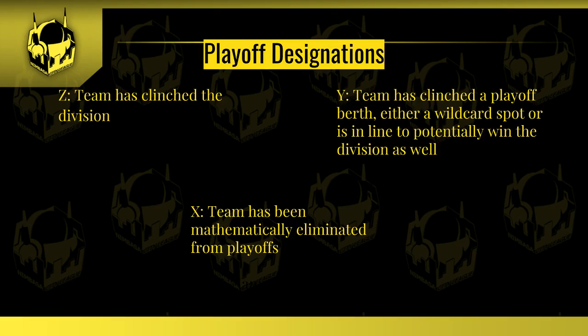So, in terms of player designations, I will allot these as the series goes on. But Z means team has clinched their division. Sorry. Y means they've clinched a playoff berth, either a wildcard spot or is in line to potentially win the division. So there's 2 teams that will be Y by the end of this week potentially, and one team that will be a Z. And X means that they've been mathematically eliminated from playoffs. This will be more of a potential by the end of week 9, we'll be able to see this. So 2 more episodes after this one.